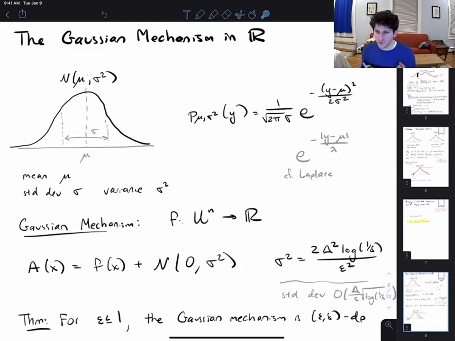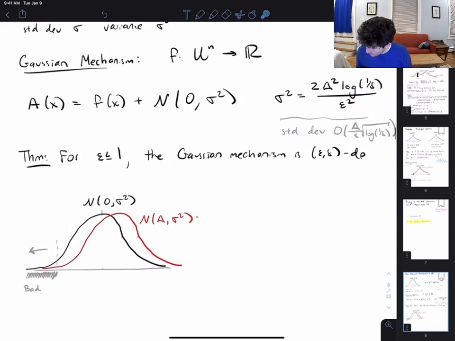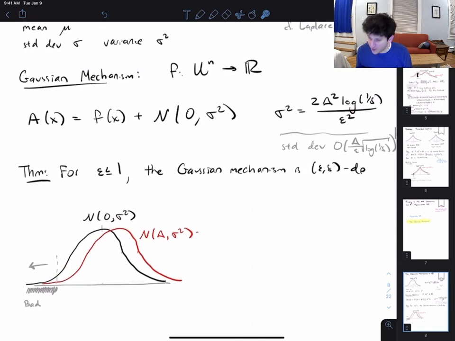The theorem we're going to prove is that this mechanism, as I've written it, satisfies epsilon delta DP, provided that epsilon is smaller than 1. This form for the definition of sigma squared assumes that the epsilon you're trying to prove is smaller than 1. When epsilon is large, it takes a different form. But we mostly want epsilon small anyway, so this is not going to be a big issue. Okay, so let's look at the proof. And here's the proof by picture.